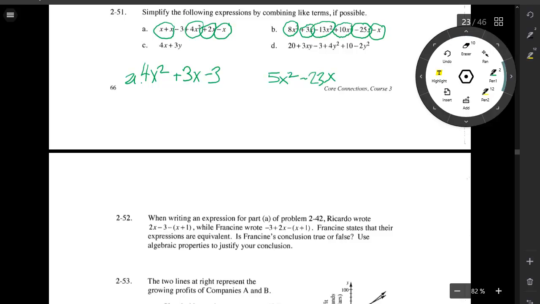All right, take a look at C. 4x plus 3y. It's already in the most simplified terms. There are no more x's or y's to combine. So this is C, already simplified. Let's take a look at D.